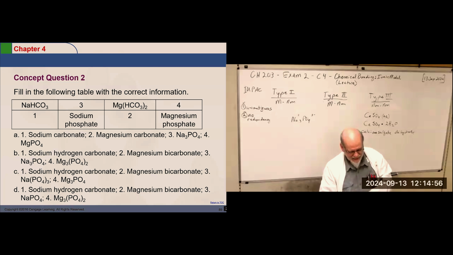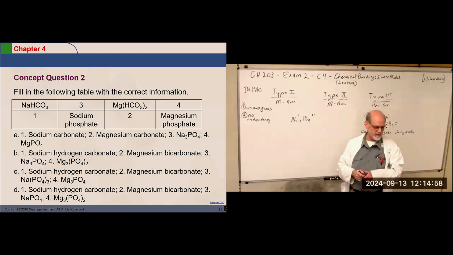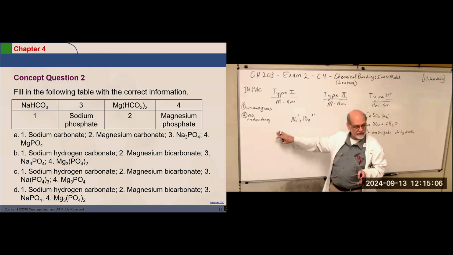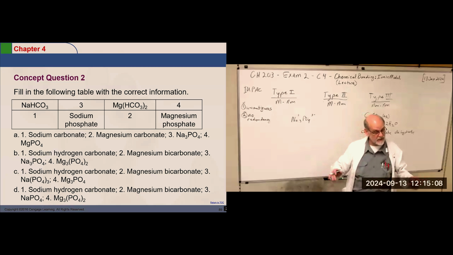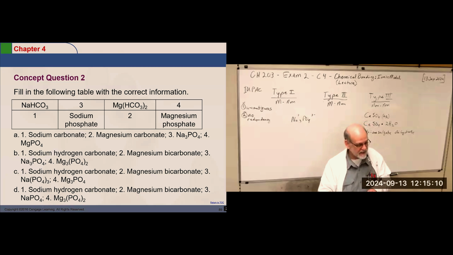Okay. And then magnesium hydrogen carbonate. Hydrogen carbonate is a -1 charge. And magnesium is a fixed charge, so it's still type 1. Magnesium hydrogen carbonate, and that's all you have to say. You don't have to say how many hydrogen carbonates there are, because we can deduce that from their charges. And then magnesium phosphate.